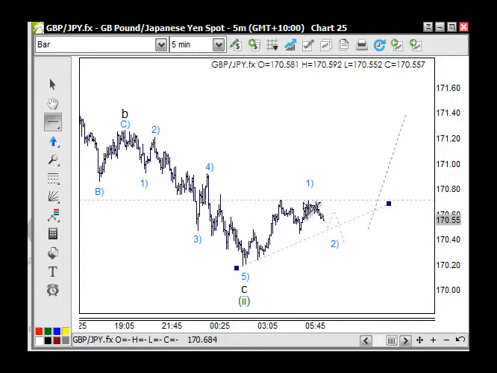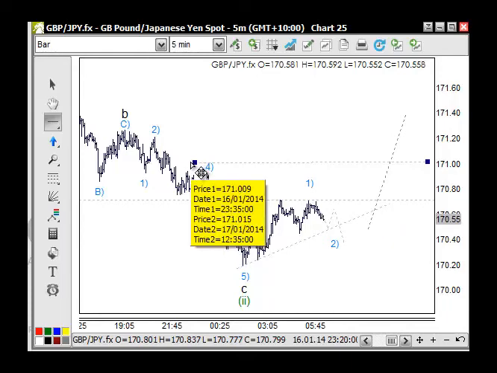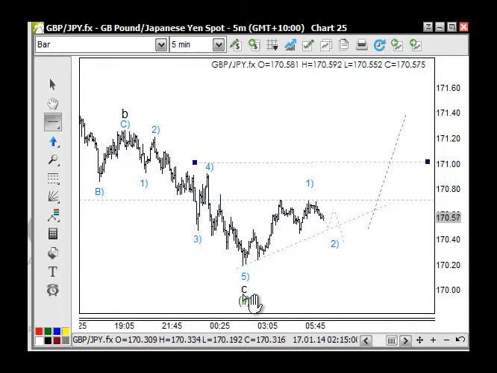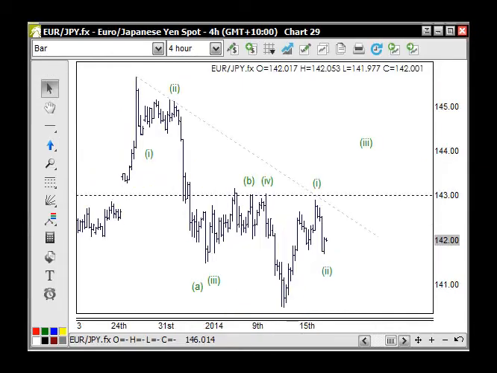But otherwise, just take the tops out of this and look to add at the whole numbers. So 171, you want to be adding on top of that. And of course, 172 as well, and 173, because we'll be looking at a stronger 3rd wave to the upside. You can add more than that on every 50 half point or whatever you decide to do. But a good trade shaping up there.